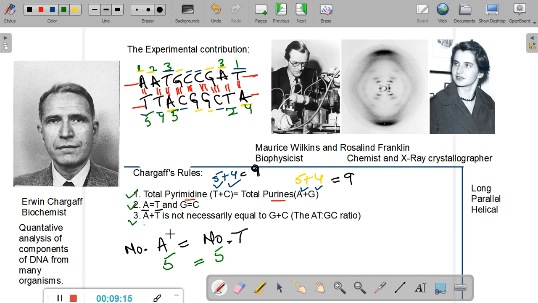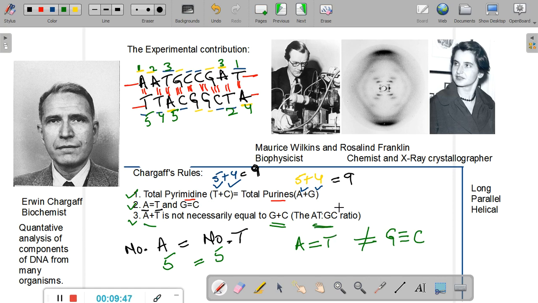And the third rule is about the sum total of adenine and thymine. The sum total of A plus T is not necessarily equal to G plus C, guanine plus cytosine. So what is AT? AT is a base pair. Adenine and thymine is a base pair. The adenine-thymine base pair count may be equal, but usually is not necessarily equal, to the number of guanine-cytosine base pairs. And this is called the AT GC ratio.